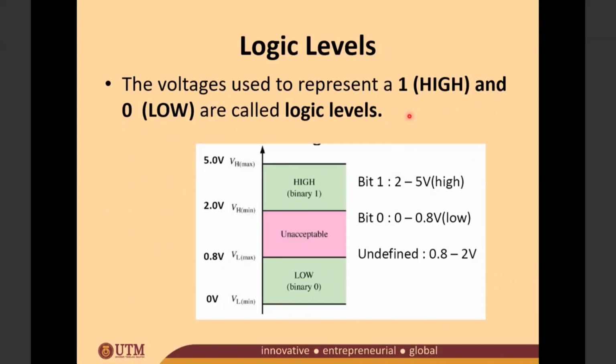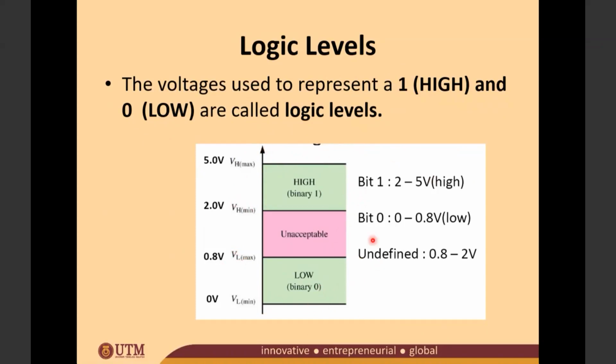Next we are going to look at the logic levels. What is the logic level? The logic level is the voltage used to represent a bit, logic 1 or high, and logic 0 or low, and these are called logic levels. It means the logic level is the value that will represent either bit 1 or bit 0. For example, earlier we had an analog signal. To convert an analog signal to a digital signal, you have to look at this logic level, where the logic level will determine whether the signal becomes logic 1 or logic 0.